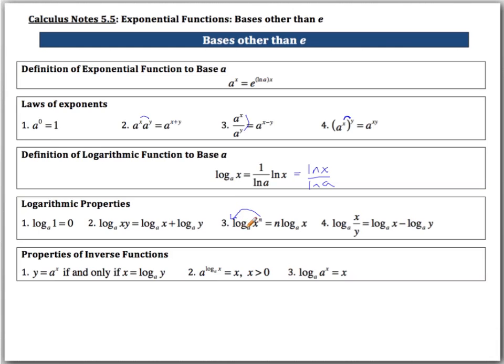So we just bring that n out in front. And then log base a of x over y is log base a of x minus log base a of y. And that's the same thing there too. When you divide, we end up subtracting.